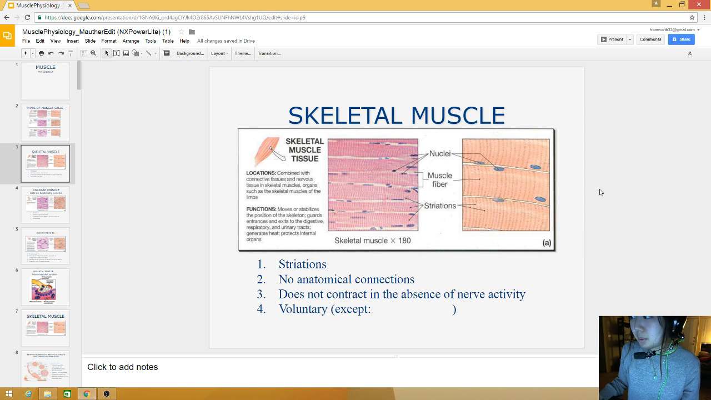So for example, if I were to stimulate one skeletal muscle, only that muscle would contract and nothing else would happen to the neighboring muscle cells. Skeletal muscles do not contract in the absence of nerve activity. And lastly, skeletal muscles are voluntary except for the diaphragm.